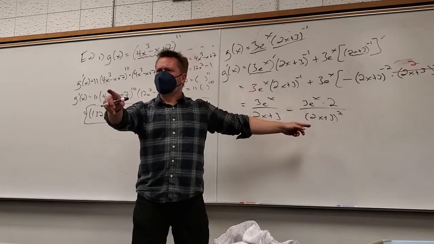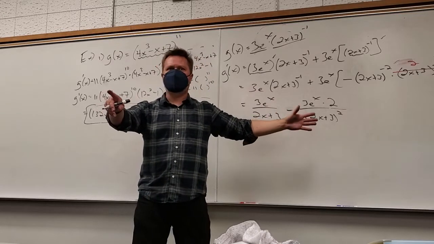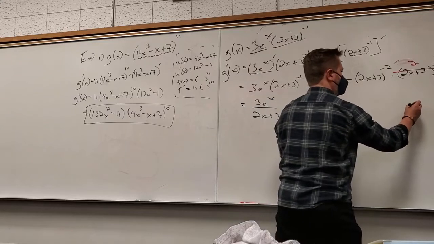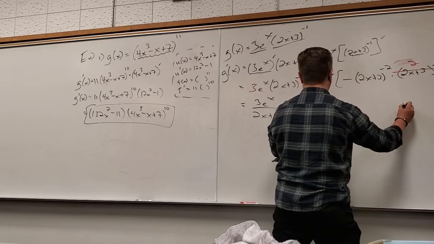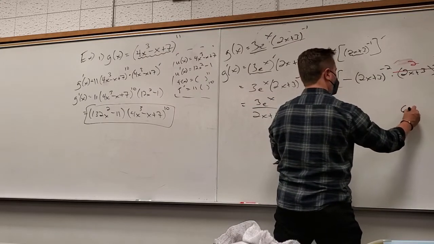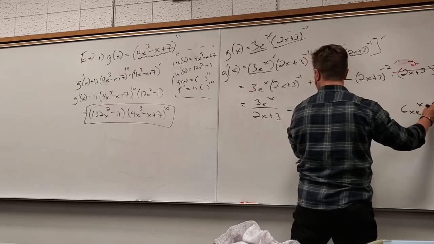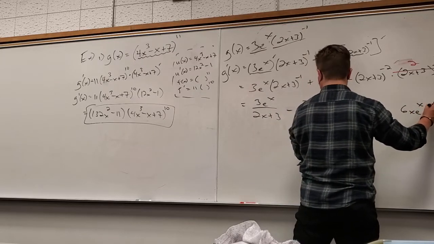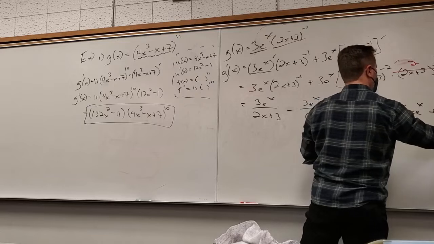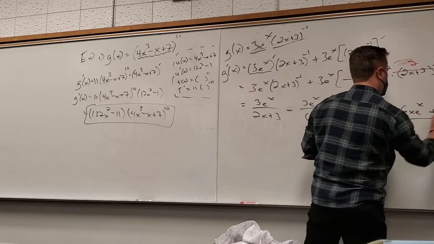Is this what we got before? Not yet, right? What did we get before? Somebody help me out? Somebody got that written down? 6x e to the x plus 9e to the x minus 6e to the x over (2x plus 3) squared. All right, so that's what we got.